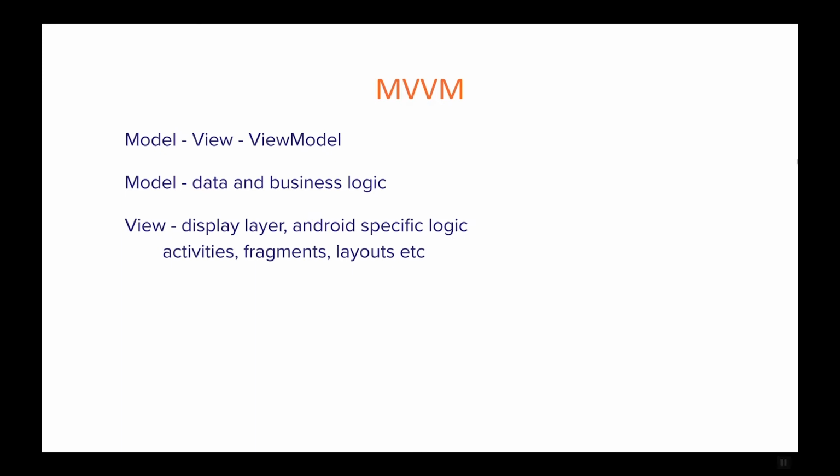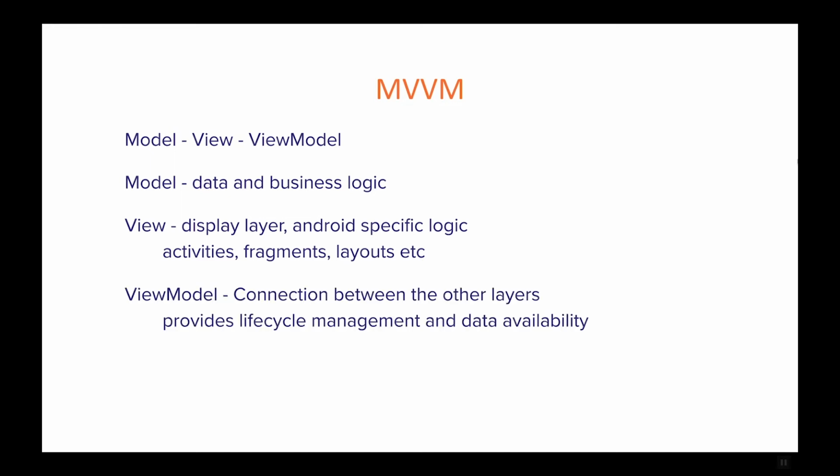The view is the display layer, so it's basically what we use to actually show whatever information we have to our user, right? And it's composed of what you might expect: activities, fragments, layouts, and so on. And then we have the ViewModel, which is going to connect the two other components. It sits between the view and the model, and it provides lifecycle management and data availability. So it takes the data from the model and allows the view to actually display it in a way that manages lifecycle for both the ViewModel itself and the view.